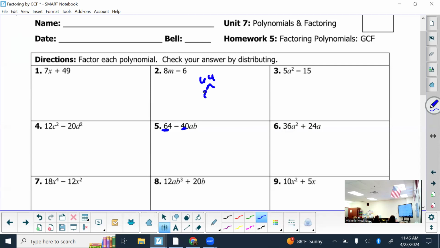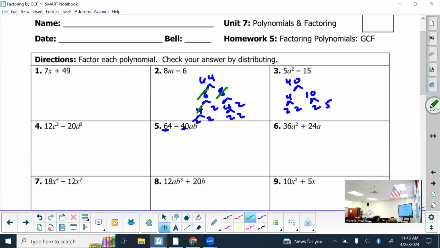If that's hard for you to figure out, I suggest making a factor tree, breaking it down to all its prime factors, which ends up being a bunch of 2's for 64. For 40, I'll do 4 times 10, which breaks into 2, 2, and 2, 5. So only look at the prime numbers. I'll even cross out the non-prime numbers so you're not confused.